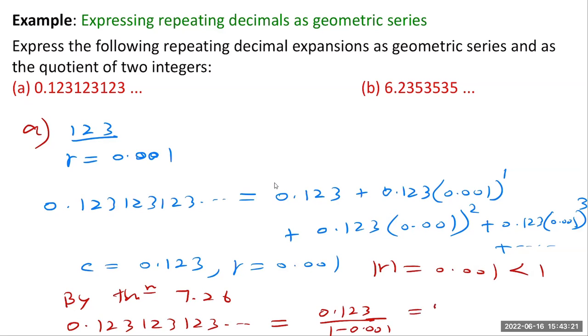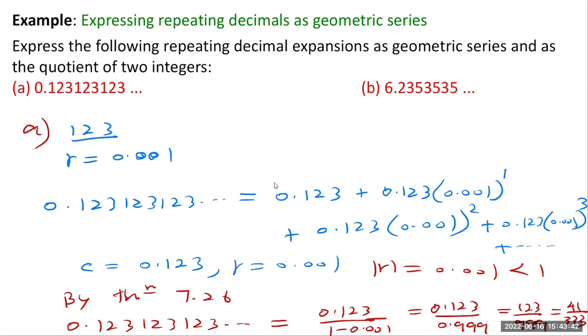This is going to be 0.123 divided by 0.999. This is 123 divided by 999. And if you simplify this, you will get 41 over 333.